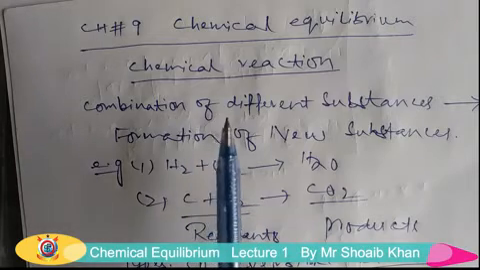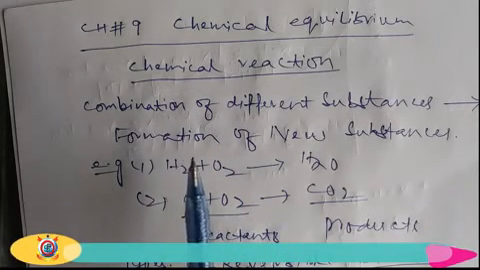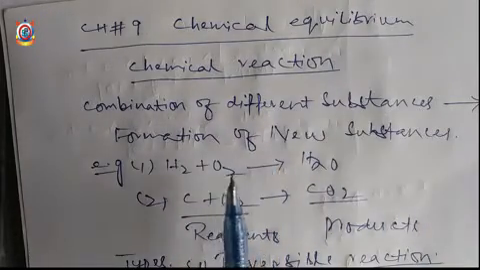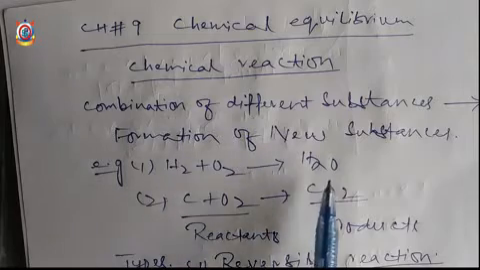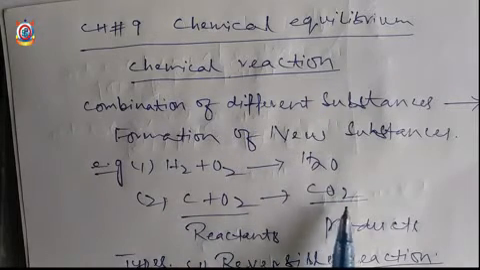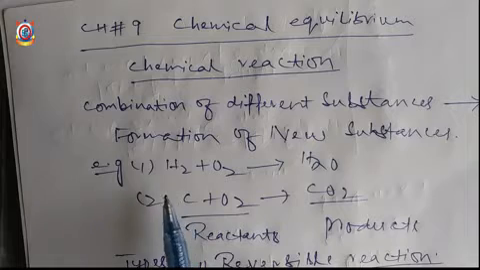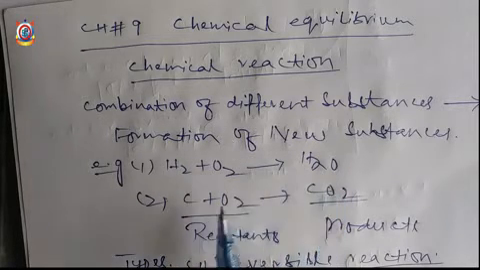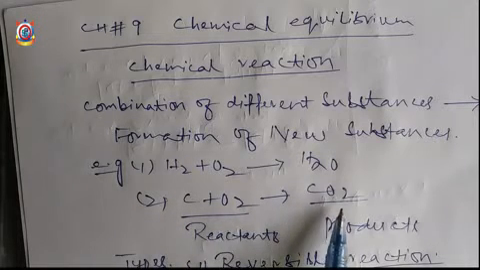So what is meant by a chemical reaction? A chemical reaction is a chemical process in which different substances are combined together to form new substances. For example, the formation of a water molecule and the formation of carbon dioxide gas. A water molecule is formed by the reaction of hydrogen and oxygen gas. Similarly, carbon dioxide gas is formed by the combination of carbon and oxygen gas.